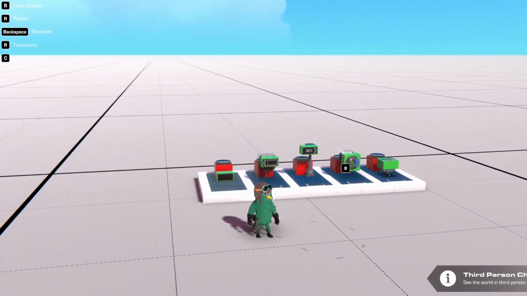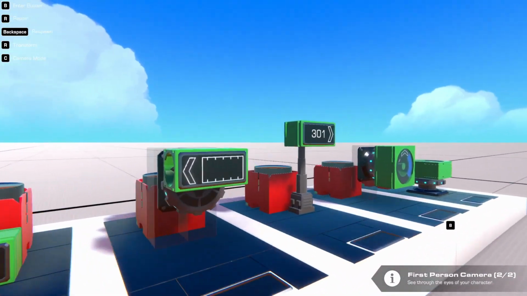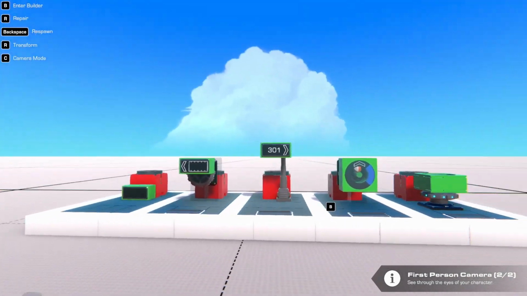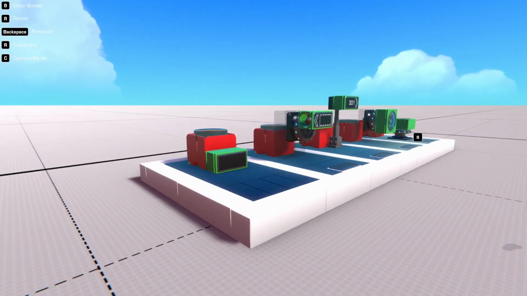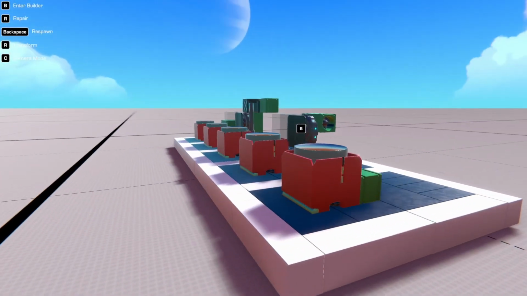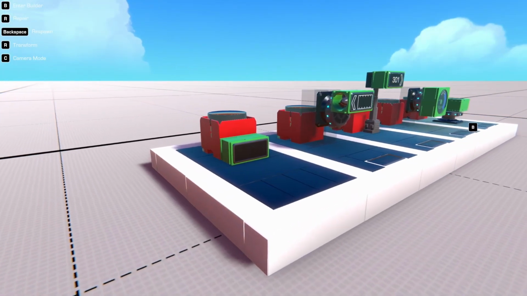Hello everybody and welcome back to another video where today I'm going to be showing you how to use all 5 sensors available to you in Trailmakers to interact with your environment, players, or other creations. So everything in green here are the sensors and the red are the outputs, which are magnets representing on or off. In the first slot we've got the distance sensor.